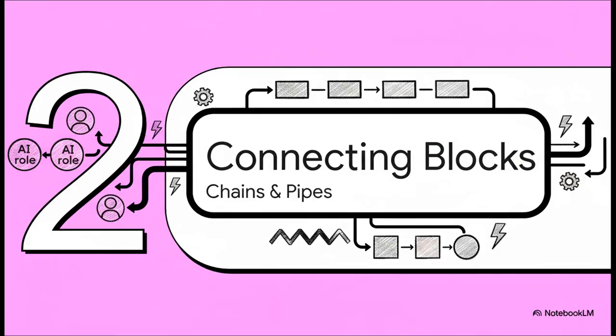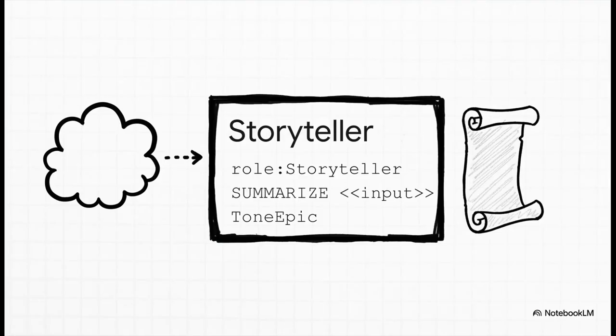Now, a single brick is useful, sure, but the real fun begins when you start snapping them together. This is where the power of KickLang really starts to show, connecting these specialized little roles to build something way bigger. So, how do we get one AI to just hand off its work to the next one? Okay, so first up, let's grab our storyteller role again. Its job is simple. Take some kind of input and spin up an epic narrative from it.